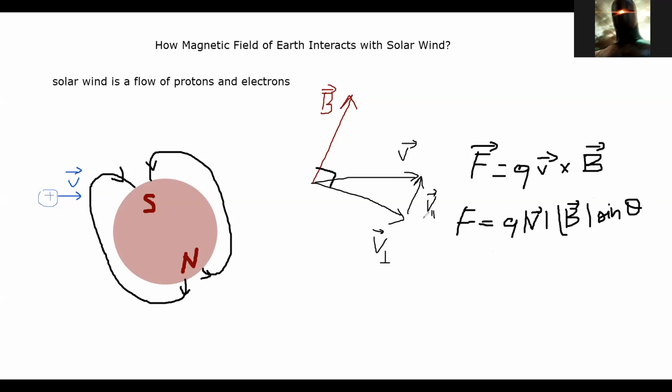So for the parallel component, V parallel and B, they are parallel, obviously, and the angle between them is equal to 0. We know that sine of 0 is equal to 0. So the magnetic field of Earth will have no influence on the parallel component of the velocity. Is that part clear?